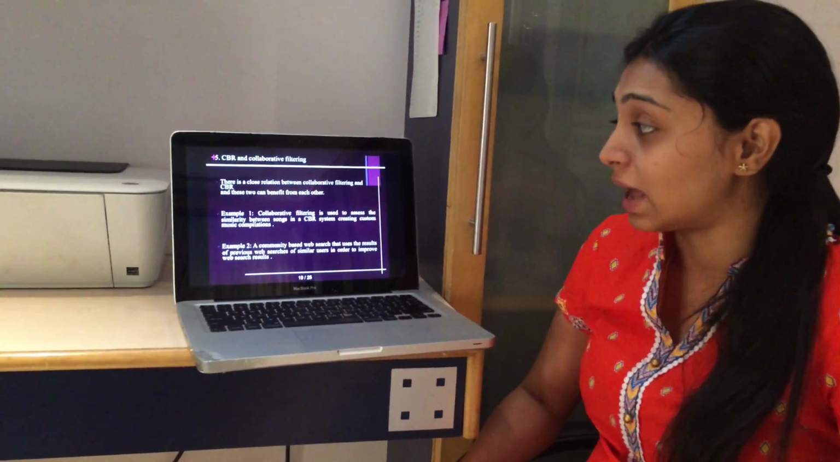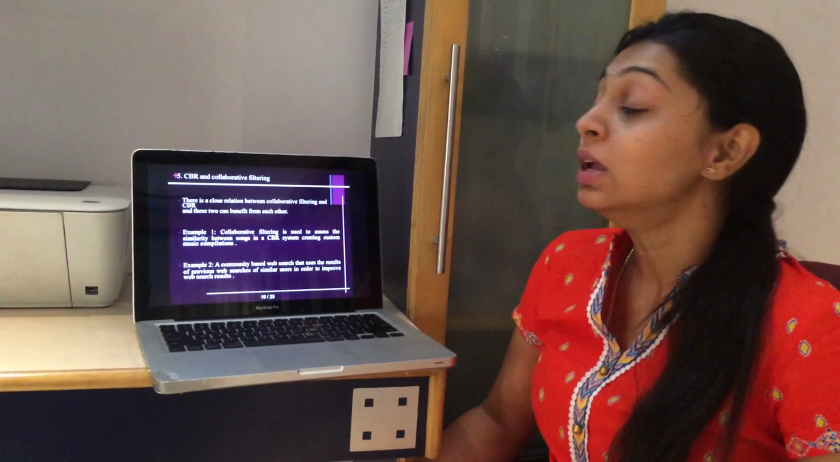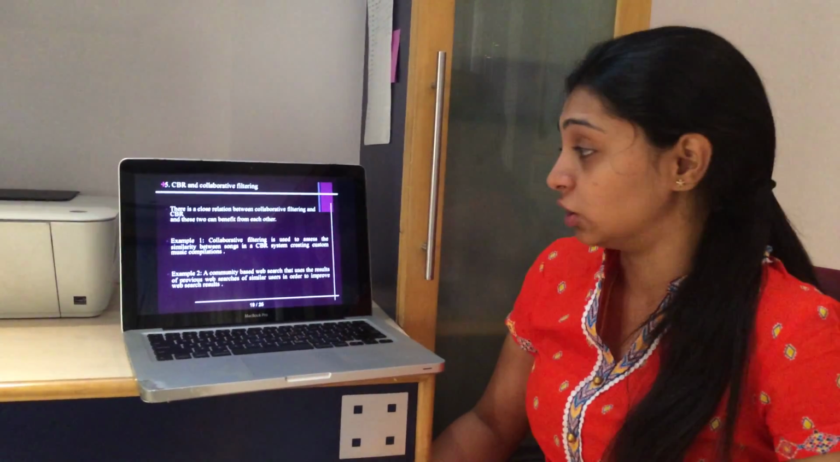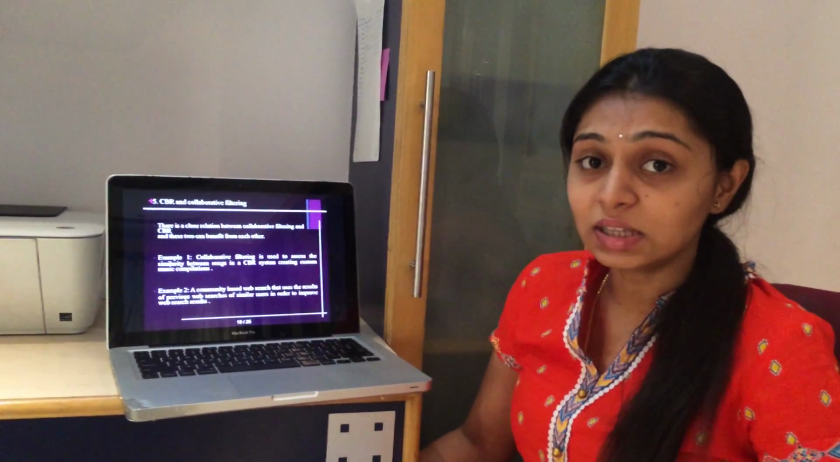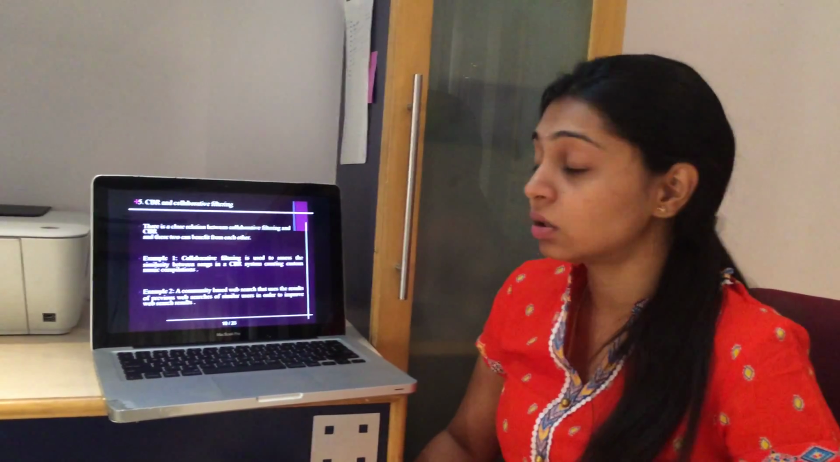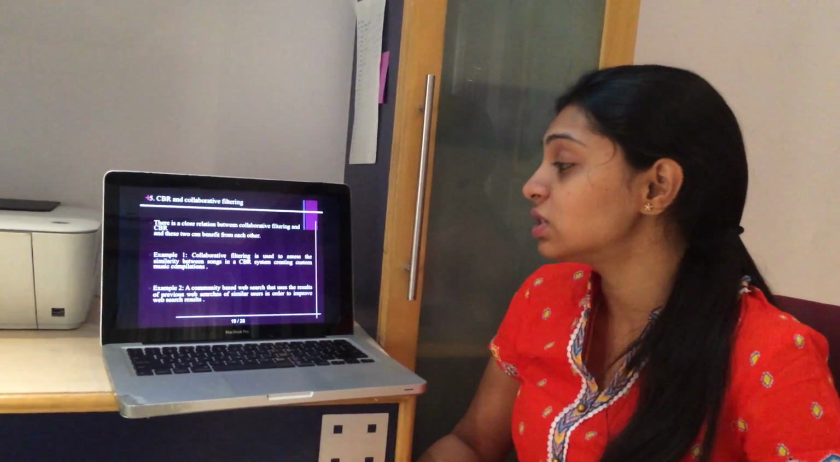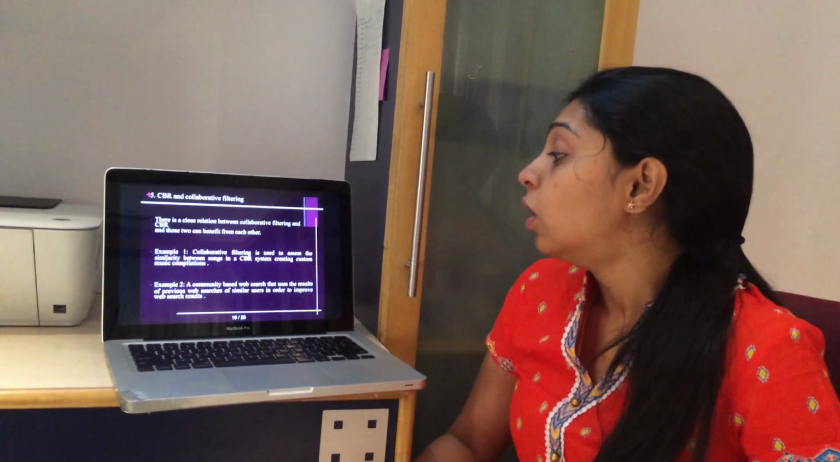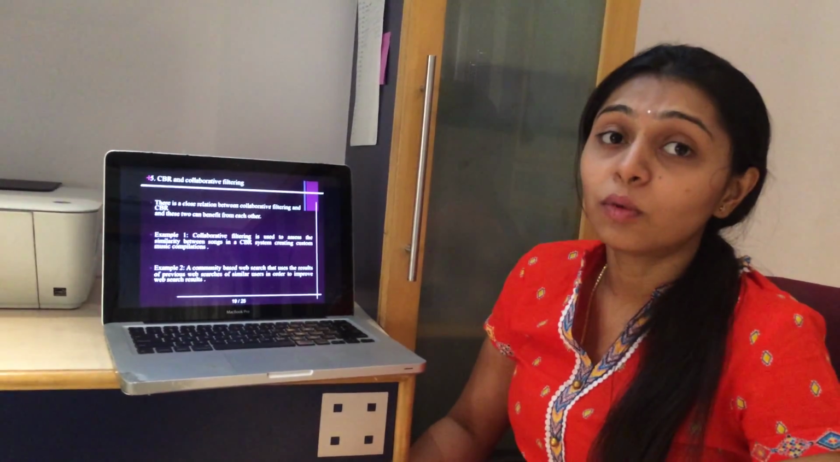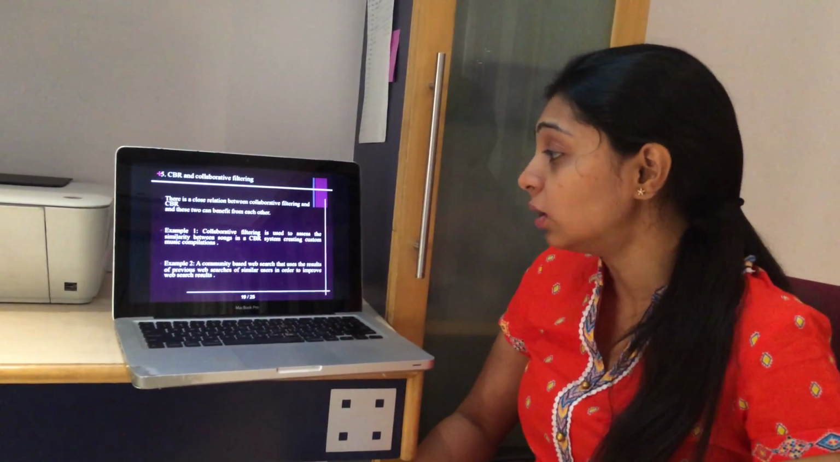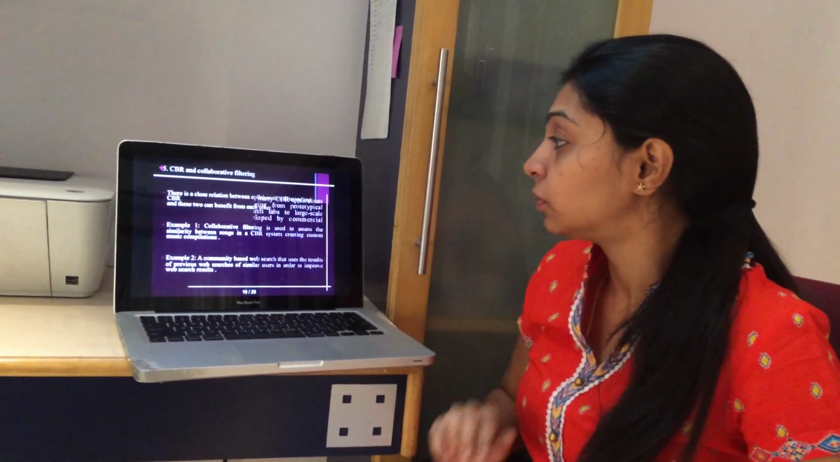In the similarity between songs, collaborative filtering is used to assess the similarity between songs in a CBR system, creating custom music compilations. These compilations show us the relationship between them. Another example is a community-based web search that uses the results of previous web searches of similar users in order to improve the web search results. So by using the previous web search, we are improving the web search results.